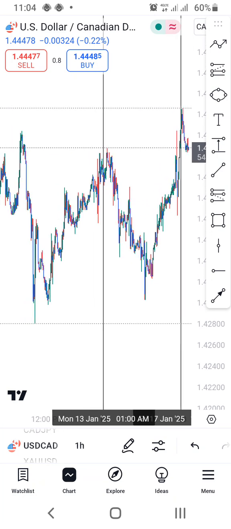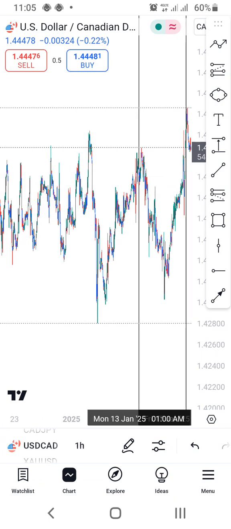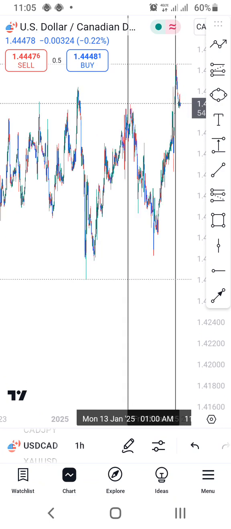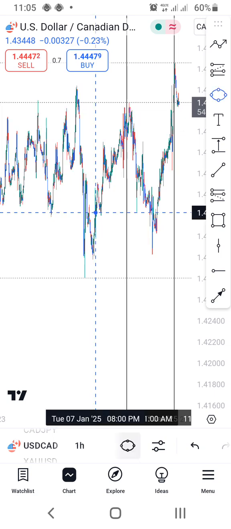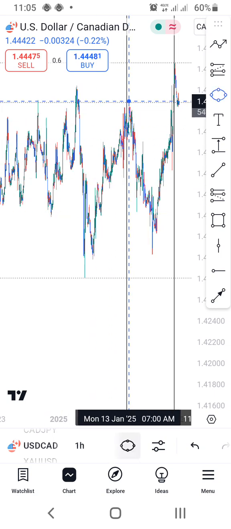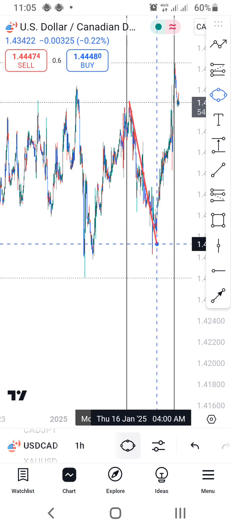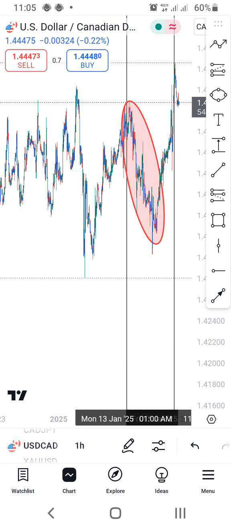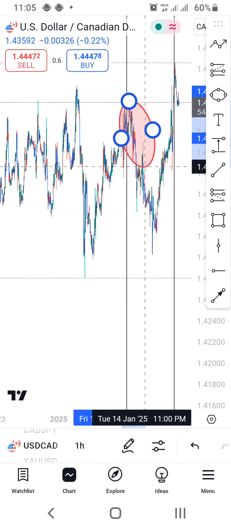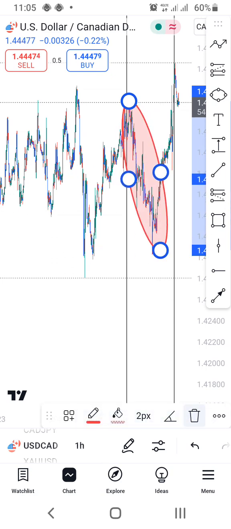Today I'm going to make a recap on USDCAD, this previous week's move. It was a sweet move, nice pips from this side to this side. So how could someone trade all these pips? Let's dive deep.